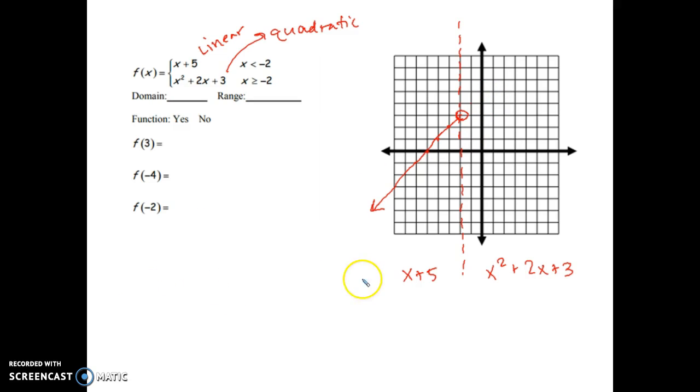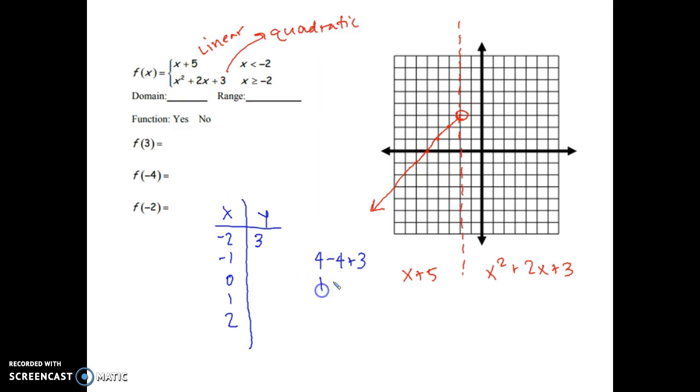All right, and then for the quadratic, I think the easiest thing is just to make a table because we need some exact points. And I know I'm starting at -2 and going to the right, so I'm going to do a table of points like -2, -1, 0, 1, 2, just to get an idea of where my graph is going to go. So if I plug in -2, -2 squared is 4. 2 times -2 is -4, and then plus 3. So 4 minus 4 is 0, plus 3 is 3.